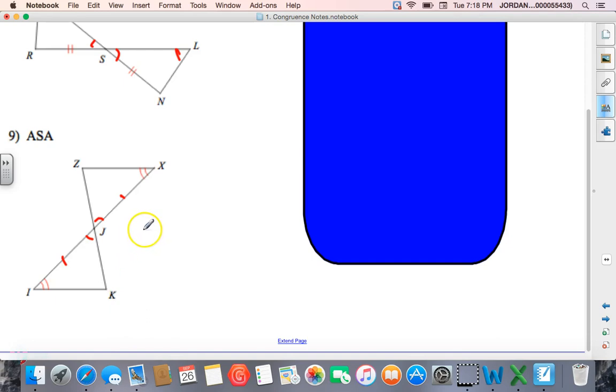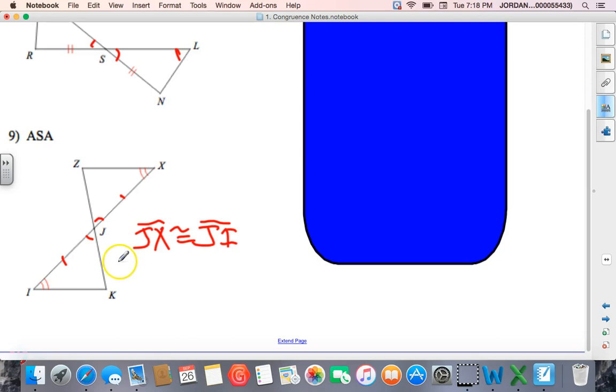So what we would say is we would need to know that JX is congruent to JI. If we knew that, okay, they didn't tell us that, but if we did know that, then we could say it's congruent by angle, side, angle.